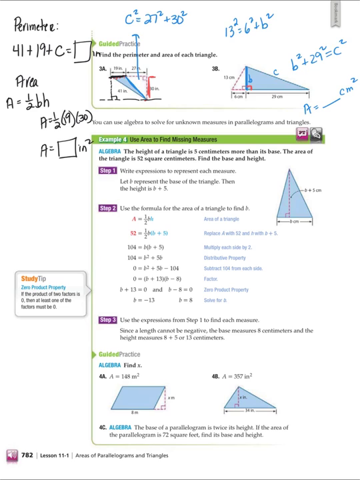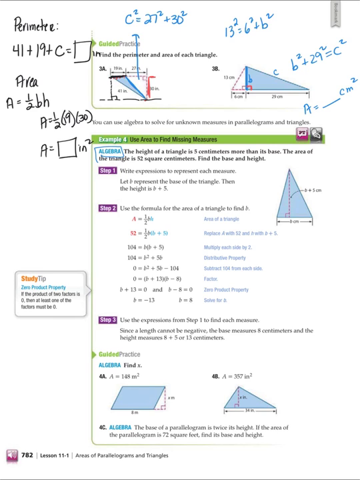But I love, love, love the problems when the algebra and the geometry come together. They're the best. The height of a triangle is 5 centimeters more than the base. The area is 52. Find the base and the height.